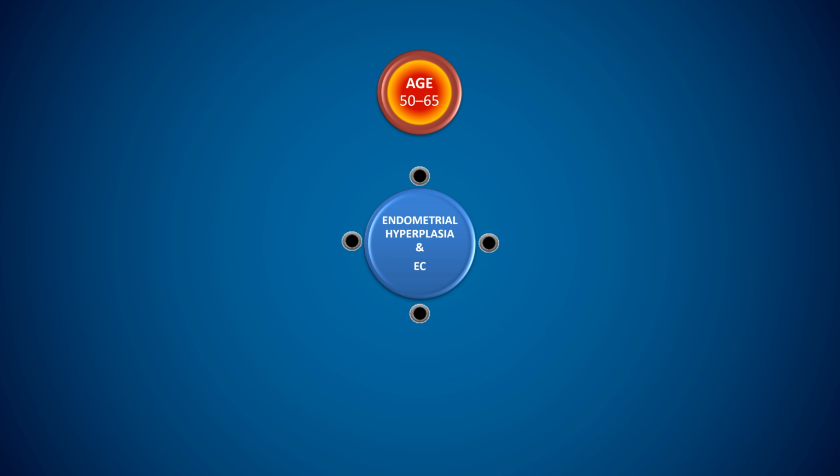Endometrial cancer is usually diagnosed between the ages of 50 and 65, but it is important to mention that 2 to 5% of endometrial cancer is diagnosed at age less than 40. 85% of endometrial cancer is diagnosed at age older than 55 years. In the United States of America, the peak incidence for endometrial cancer is between ages 60 and 70 years.